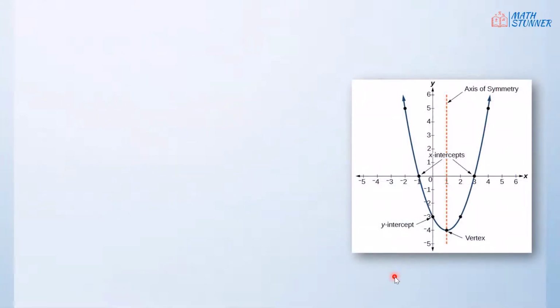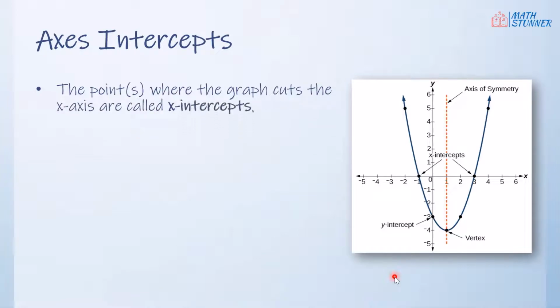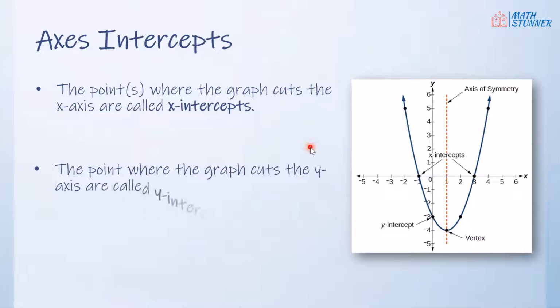Moving on, let's look at the axis intercepts. Now, wherever your quadratic graph cuts the x-axis, those points are going to be called the x-intercepts, which you can see at this point and this point. The first point is (-1, 0) and the second point is (3, 0). And the point where your graph is going to cut the y-axis is going to be called the y-intercept, which you can see from the graph as the point (0, -3).